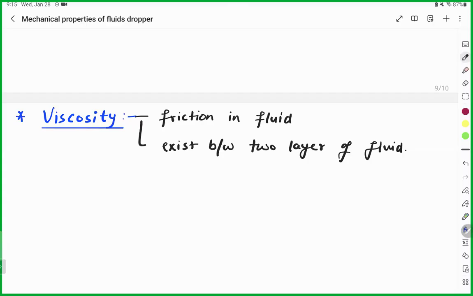Then there will be a top surface and a fixed surface. At the top surface, you will have the maximum speed of fluid movement.